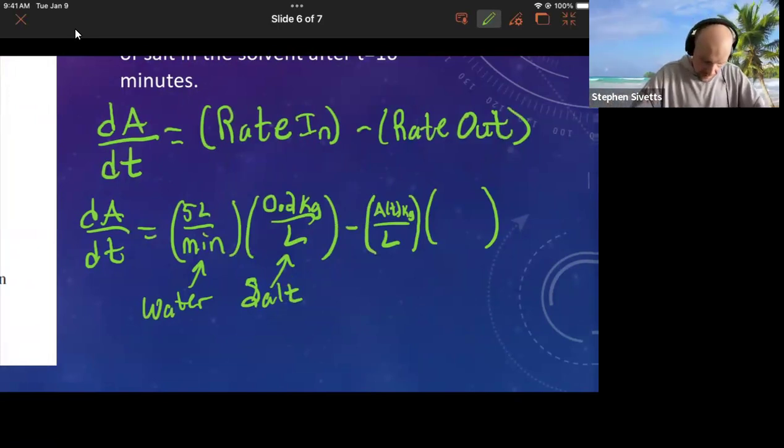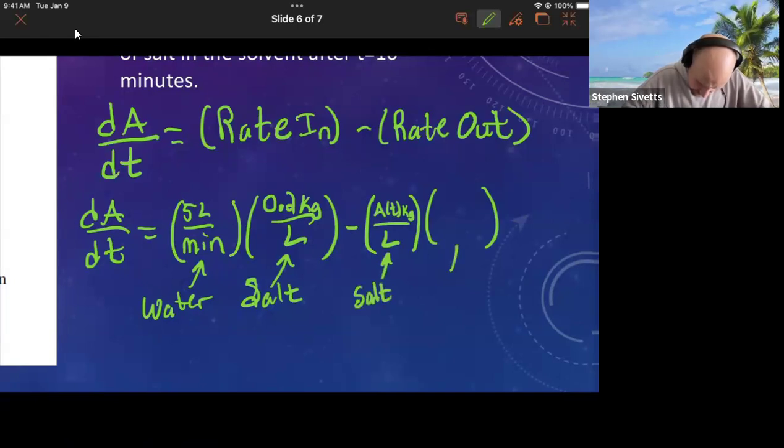So what we want to do is this equation is formulated so the rate that's going in must be the same as the rate that's going out. So in other words, the brine that's in the tank is the same, right? It's uniform. So this is the amount of salt.